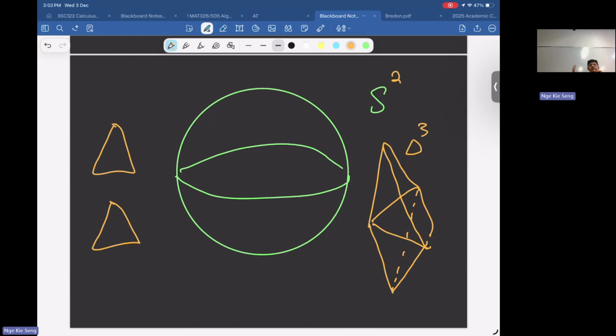No need to inflate it, it automatically has air. Just glue their boundary together. That's it. Because this is topologically a this, like that.